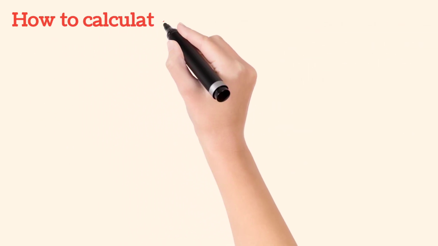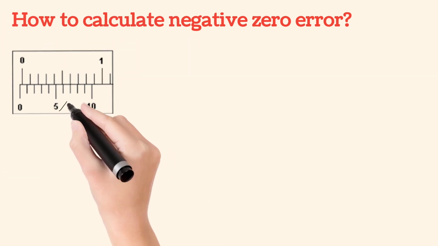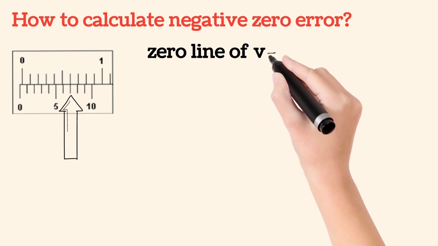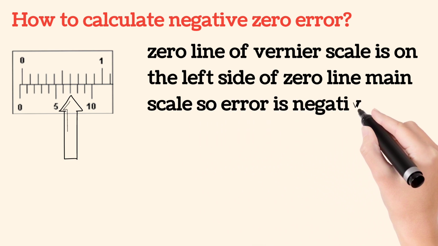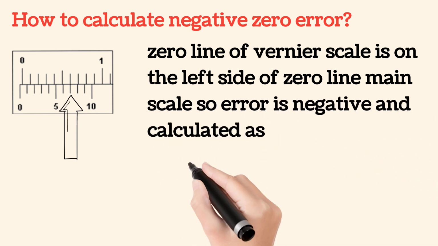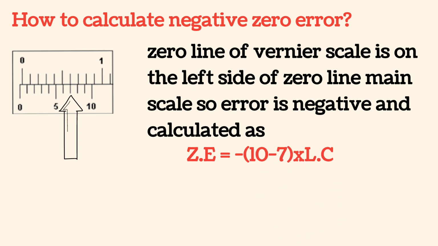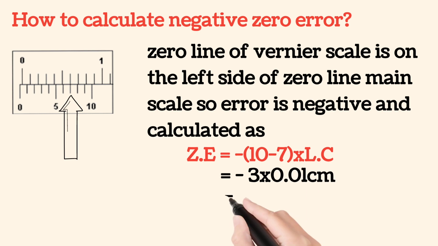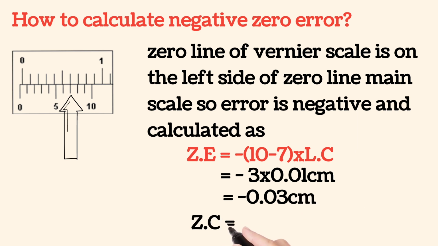How to calculate negative zero error. As shown in figure, the seventh line is coinciding with a line of main scale. Zero line of the Vernier scale is on the left side of zero line of main scale, so error is negative and calculated as zero error is equal to minus (10 minus 7) into least count. That is equal to minus 3 into 0.01 centimeter, which is equal to minus 0.03 centimeter. The zero correction is equal to plus 0.03 centimeter.